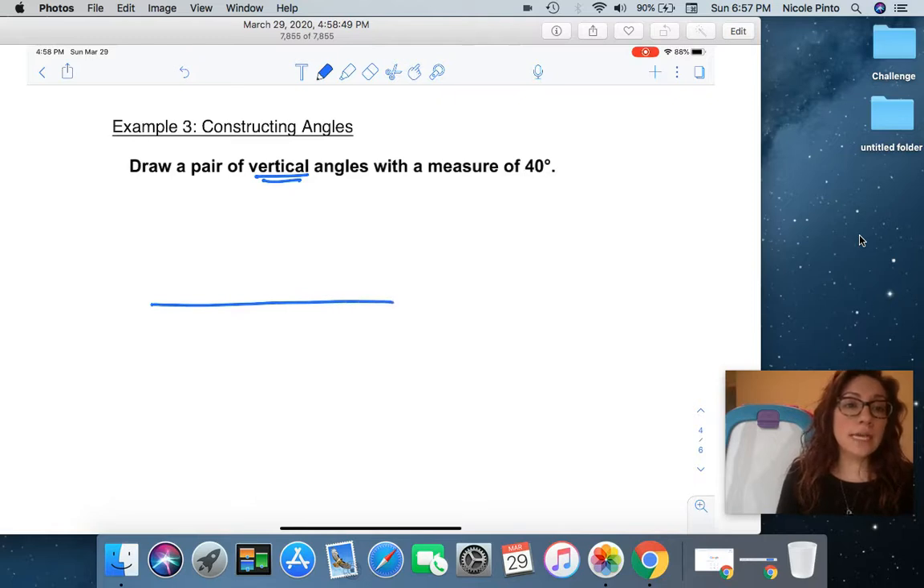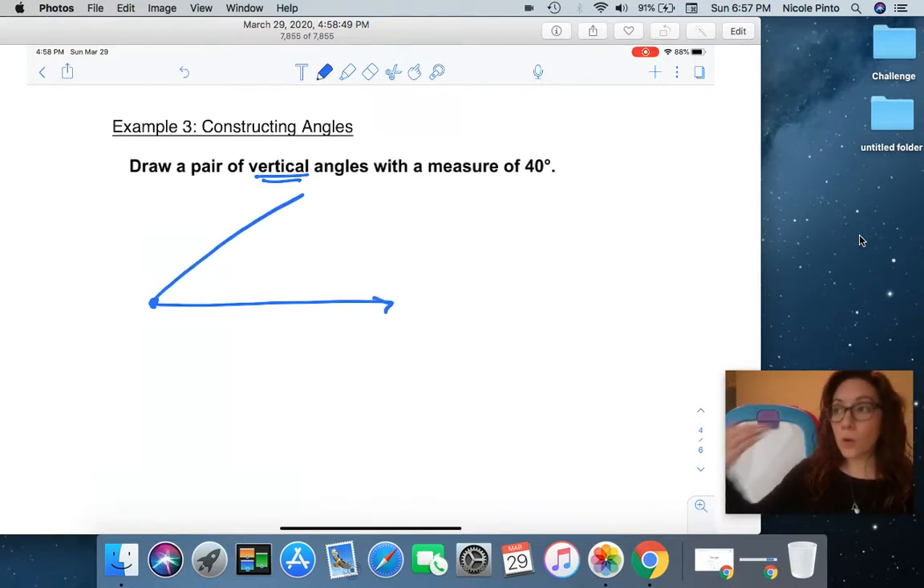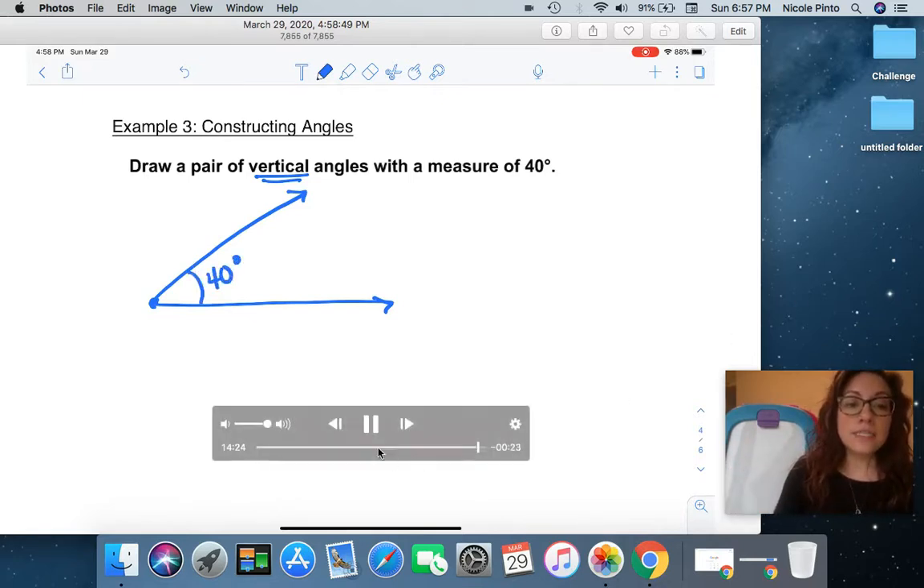So here, it's asking you to draw a pair of vertical angles that measure 40 degrees. So that means 40 degrees on one side, 40 degrees on the opposite side. So here I'm just going to sketch it. Voy a decir que este ángulo es 40. It's not done perfectly because I don't have a protractor. But if I did, I would use it and I would measure 40 degrees.